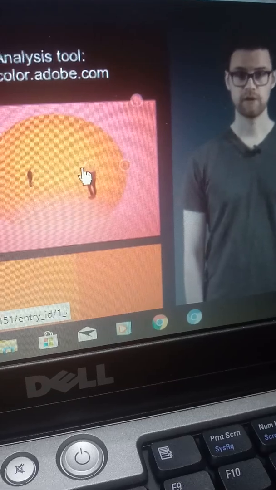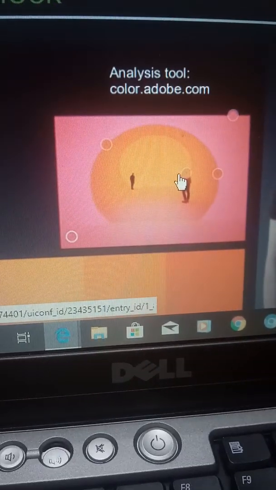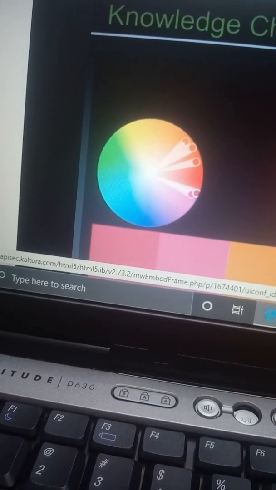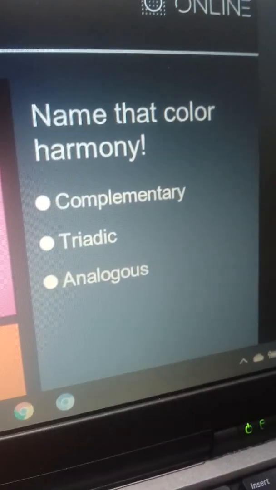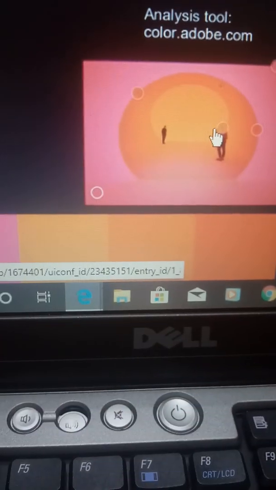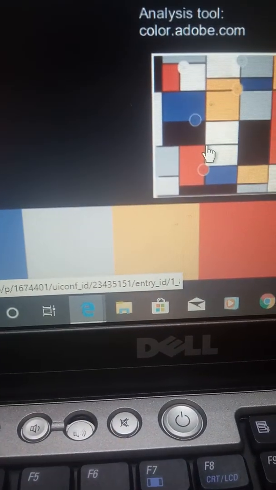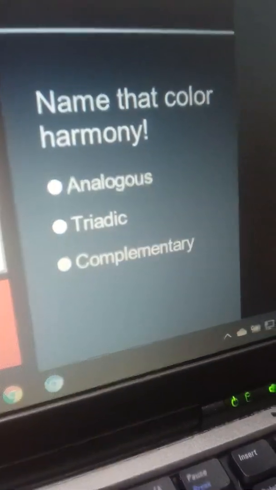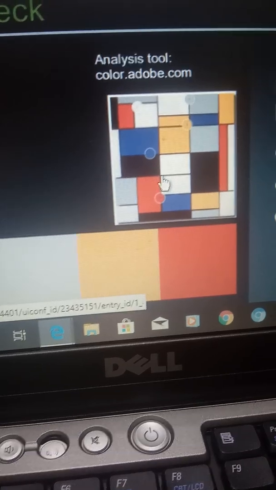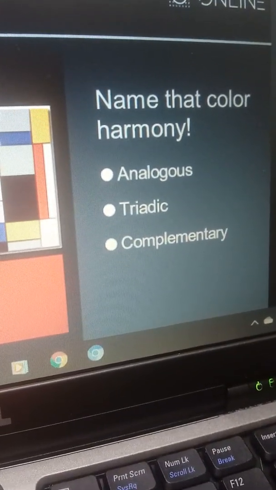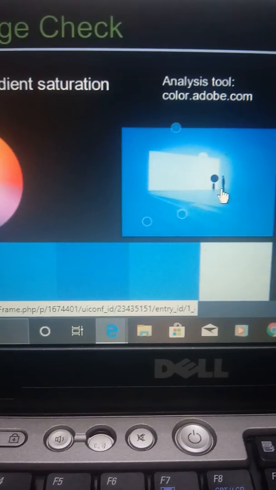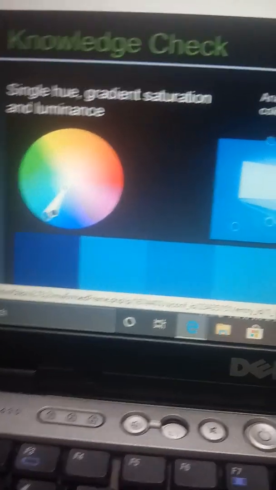In this photograph of a James Turrell work, we have another color harmony. This is just one color harmony going on. Name that harmony. Name this color harmony. Lastly, take a look at this photograph and name this color harmony.